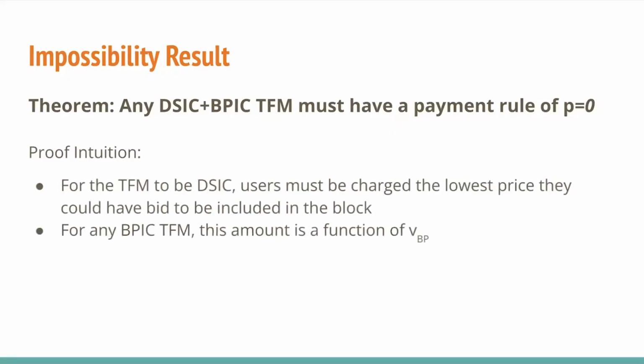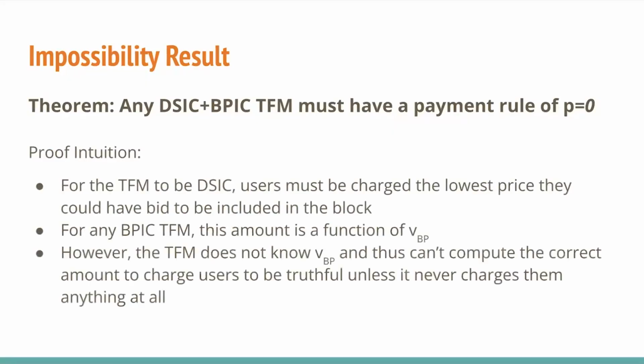We'll formally prove this, but let's get some intuition to start off. For the TFM to be DSIC, users must be charged the lowest price they could to still be included. Imagine that this wasn't the case. Then users have some incentive to deviate their bid downwards by a bit. They would still be included, maybe they'd be charged less, and they'd increase their utility. So to be DSIC, you use this first property.